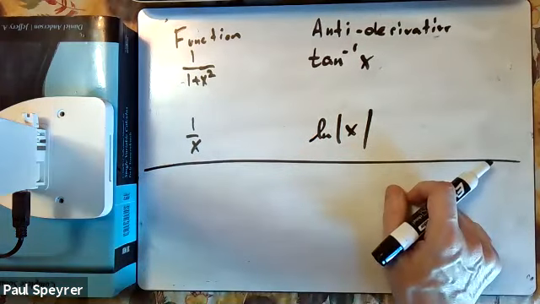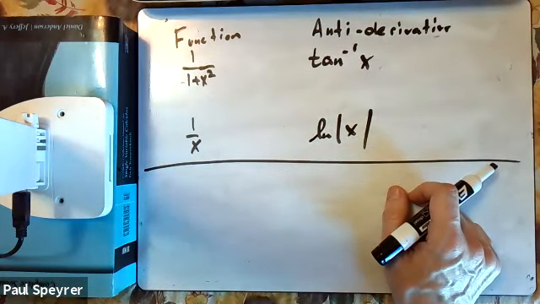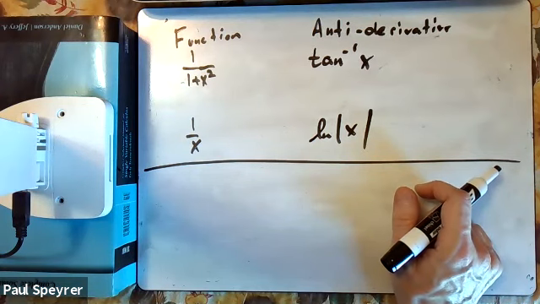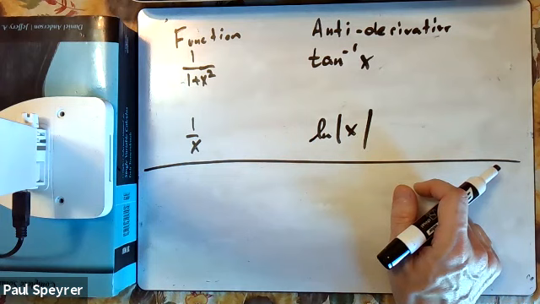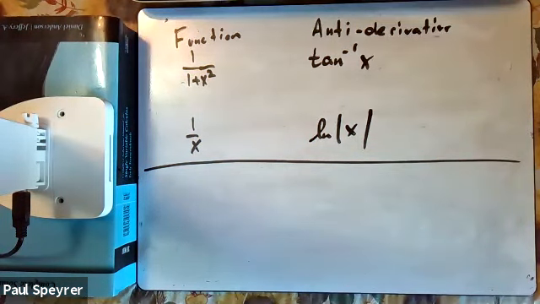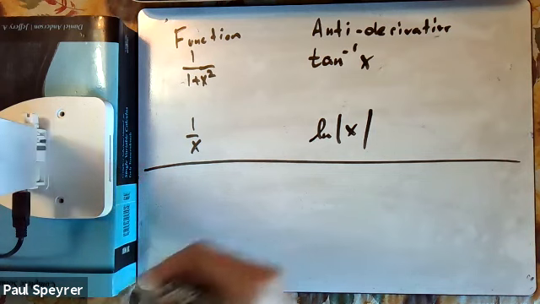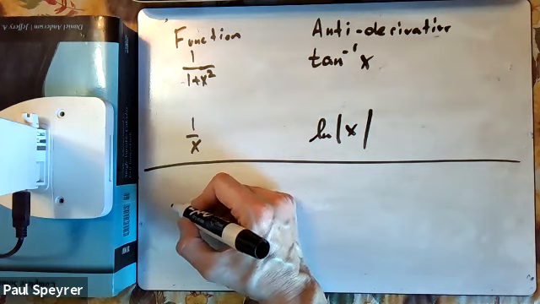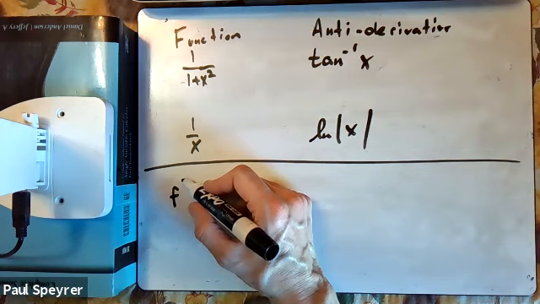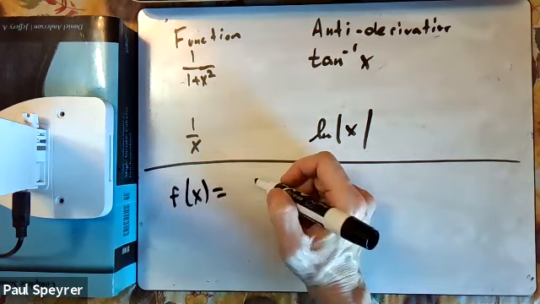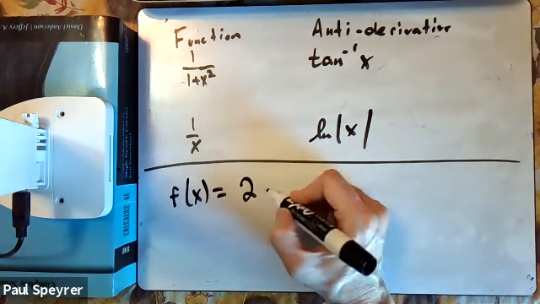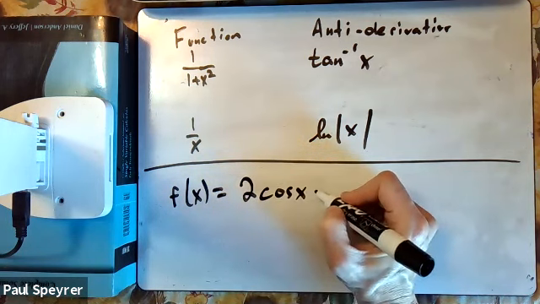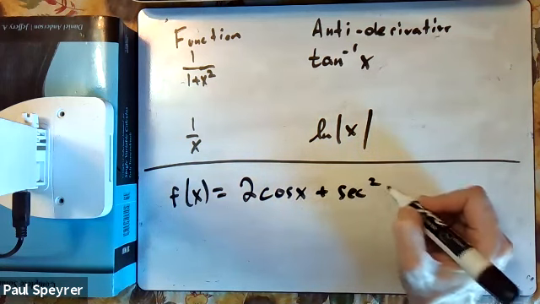So these are some common ones that you should remember because they pop up a lot, okay? Now, what if we have, let's see here. Let's try some where we mix all this stuff up. Like, let's say we have f of x is equal to, I'll say 2 cosine x plus secant squared of x, like that.